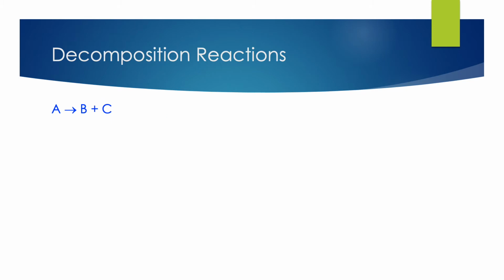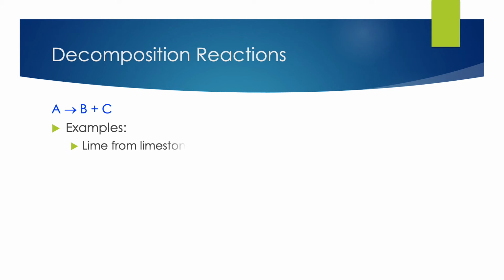So let's get into decomposition reactions. Now I'm going to show you in each of these reaction types a very simplistic chemical equation to specify what's going on. In this particular case, we have a molecule A that breaks into two other species. Could be molecules, could be atoms, could be ions. But it breaks into two other species, and so it decomposes from one thing into two.